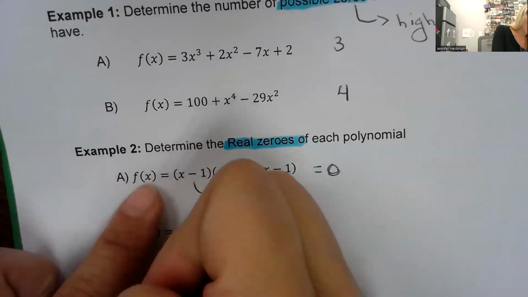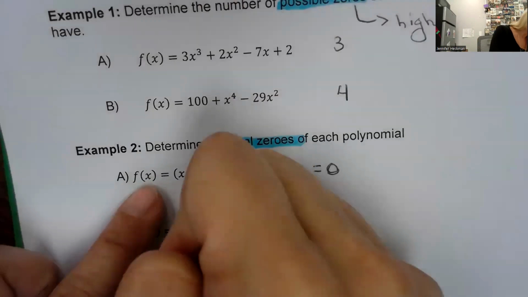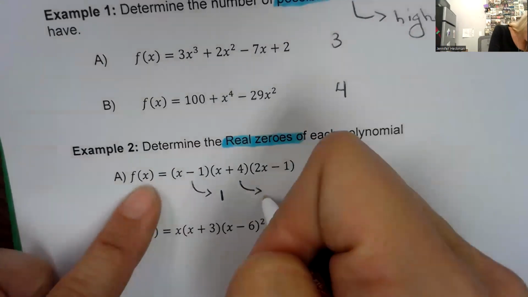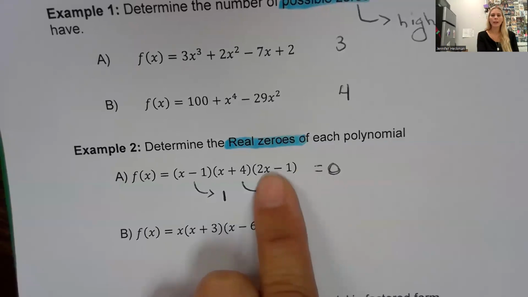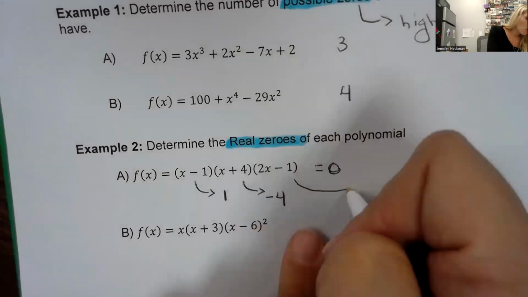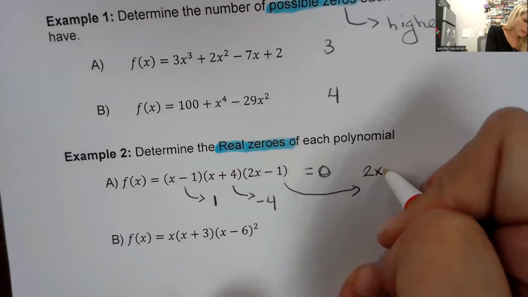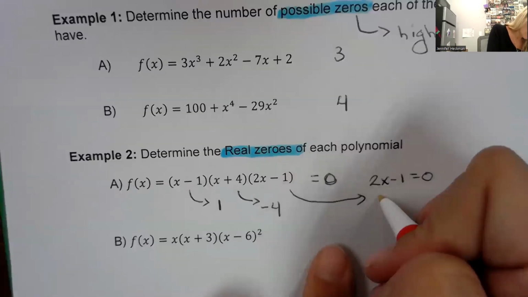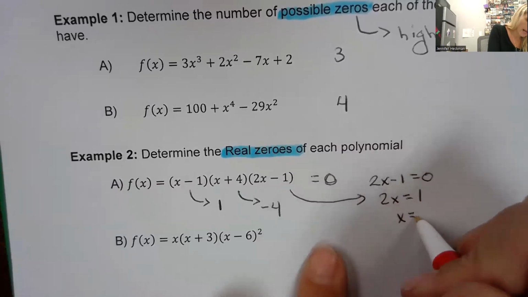So some of these we might be able to just visually see. What minus 1 is 0? Well, 1. What plus 4 is 0? -4. Now, sometimes you might wonder, wait, how'd you get that? Just like in this one down here, what I might actually do is set this binomial, this 2x minus 1, equal to 0, and then I solve, right? So 2x equals 1 and x equals 1/2.